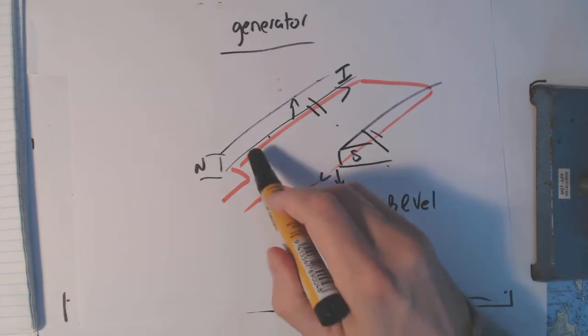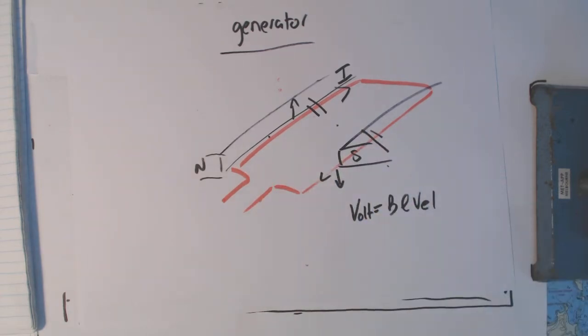So moving a conductor in a magnetic field produces a voltage, and this is what we call a generator, sometimes called an alternator. This is how we make our electrical power in nearly every situation where we've got a turbine or a generator in the car with your alternator.